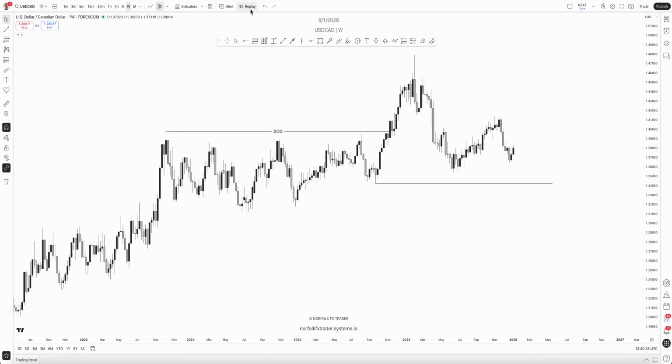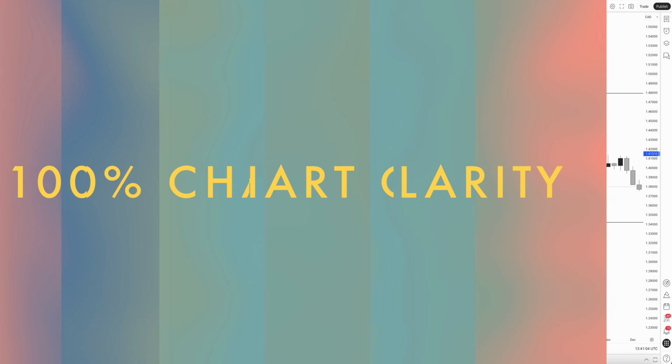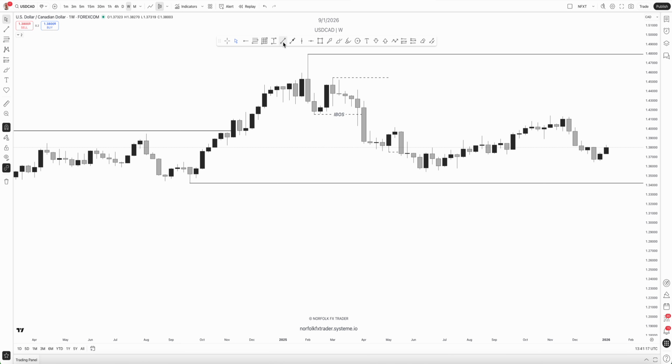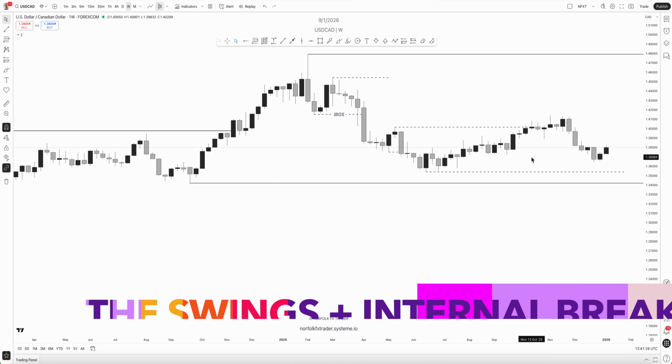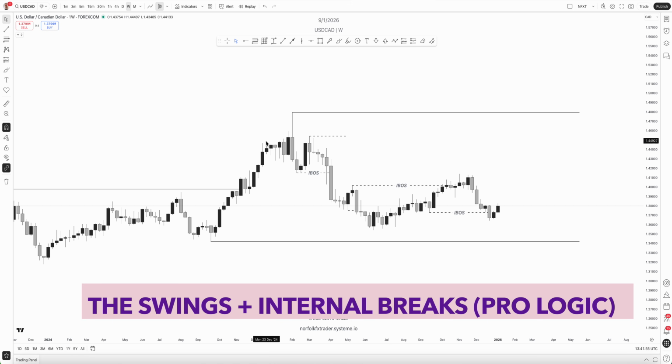You are about to master the exact logic used to read any chart with total clarity. Today we are focusing on market structure so you can identify high probability swings and internal breaks with complete confidence. Now let's start the lesson.